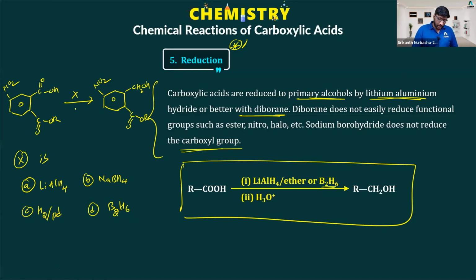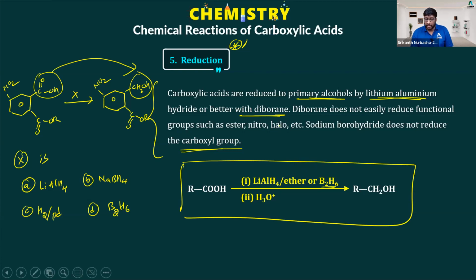If you look at the conversion, the nitro group is not changed, the ester is not changed, only the carboxylic acid has been affected. Diborane does not easily reduce functional groups like ester, nitro, halo. Sodium borohydride does not reduce the carboxyl group. So only C double bond OH is affected. It is not LiAlH4, it can't be NaBH4, it can't be H2 in the presence of palladium. So it has to be B2H6. Such questions, like which reducing agent is used in the above conversions, can be expected. So be careful with which reducing agents can convert what type of functional groups.